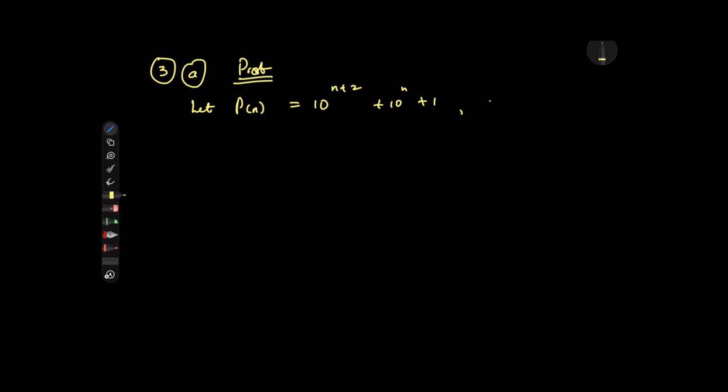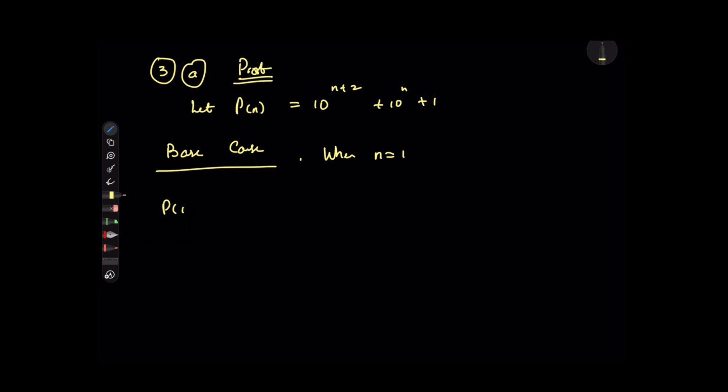Of course, well, that was given in the question, right? So for n greater than or equal to 1. So I'm going to do the base case first, okay? So the base case, that is when n is equal to 1.